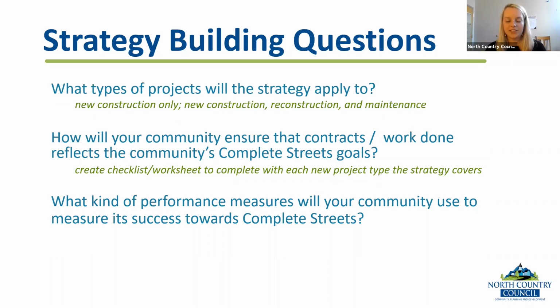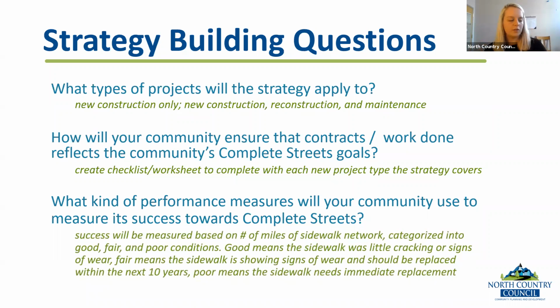There could be all sorts of different ways that you do this. I'll provide my example first, and then if anybody has any other ideas, think outside the box here. There might be different ways that you can show your progress. So I've said the success of the policy will be measured on the number of miles of sidewalk in the network, as well as categorized into good, fair, and poor. Good meaning sidewalk is in great condition, little cracking or signs of wear. Fair, showing signs of wear, replaced within the next 10 years. And then poor, it needs immediate replacement.